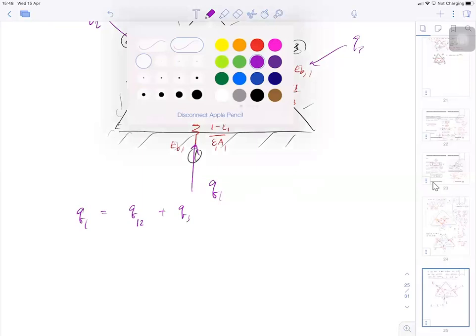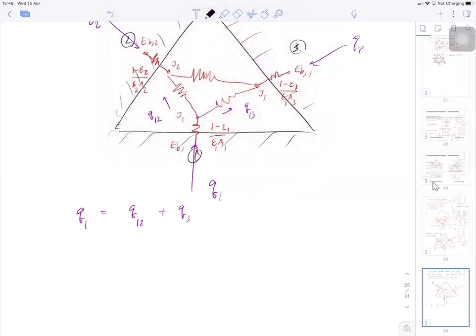But it's already represented by the circuit analogy. I know that Q1 is over the internal surface resistance. So it's going to be EB1 minus J1 over (1 minus epsilon 1) over epsilon 1 A1, right? Why? Because Q1 is crossing this, okay, and it's in between EB1 and J1.